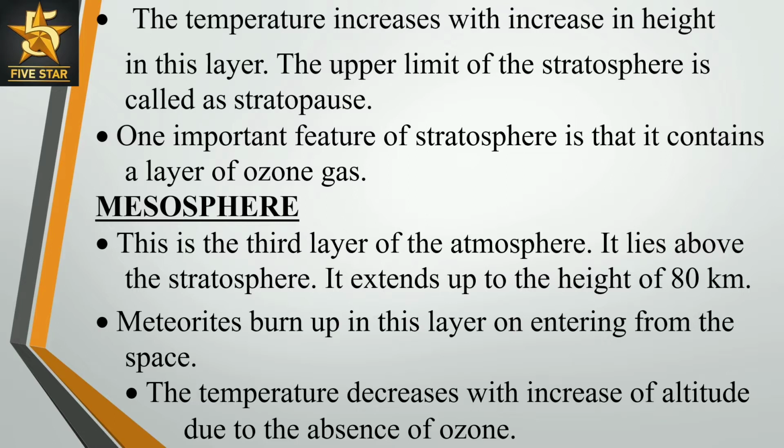Mesosphere. This is the third layer of the atmosphere. It lies above the stratosphere. It extends up to the height of 80 km. Meteorites burn up in this layer on entering from space. The temperature decreases with increase of altitude due to the absence of ozone.